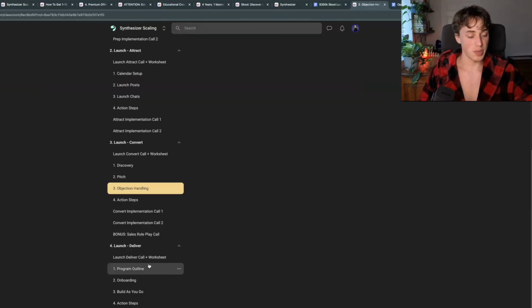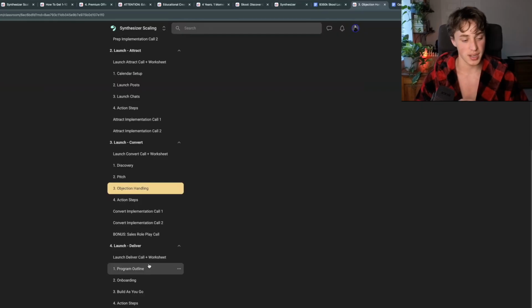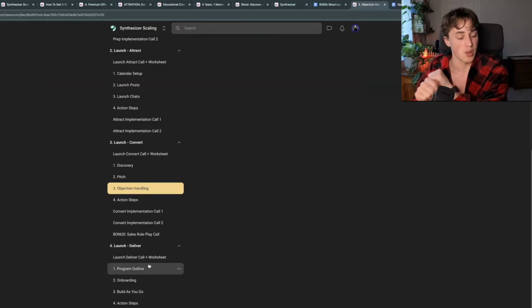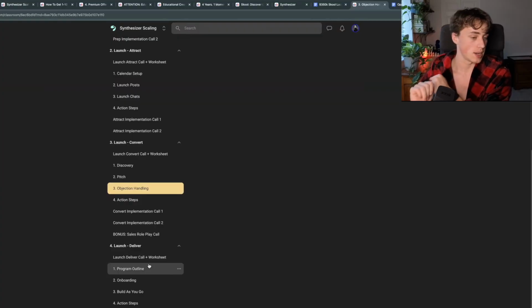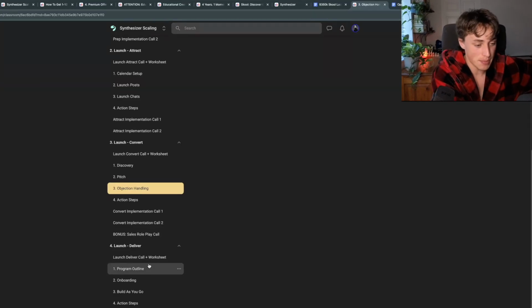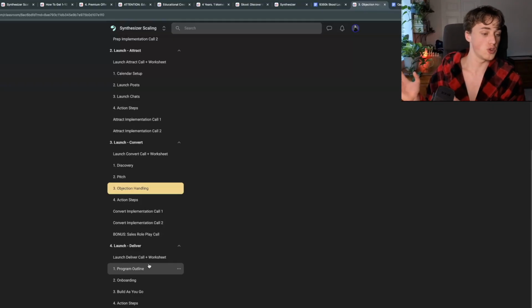And for most people here, their core bottleneck is not delivery. It's attraction. People aren't aware of them. They don't have enough eyeballs. They don't have any calls booked. They haven't presented their offer to anyone. They haven't pitched it enough. So you should spend 100% of your time on that bottleneck before worrying about a future bottleneck of what do I do once someone buys.